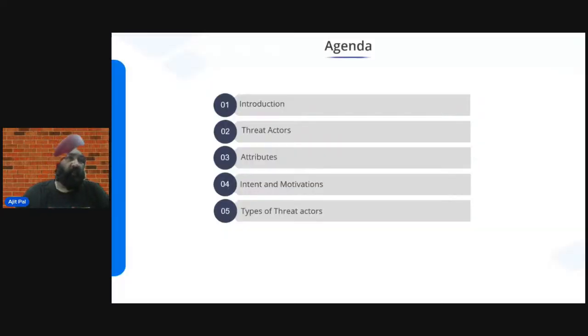The agenda of today's session is: introduction to threat actors, the attributes of threat actors, the intent and motivation, and then I will take you through different types of threat actors.